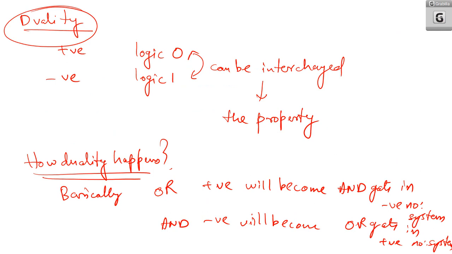That means if you have a positive number system given by logic 0 and a negative number system given by logic 1, these can be interchanged, and that property is known as duality. Now, how can you perform duality? The OR functions in one system should be changed to AND functions in the other system. Similarly, the AND functions in one system should be changed to the OR functions in the other system. That is known as duality.